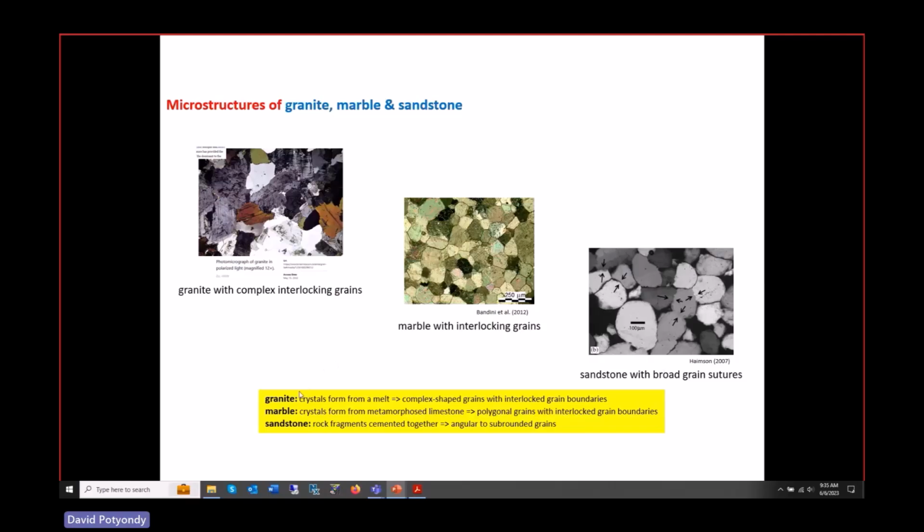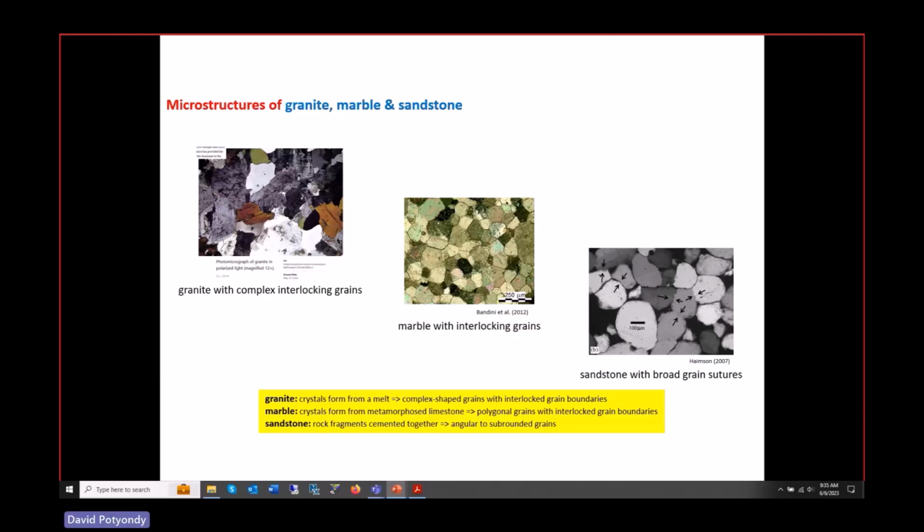Why do they happen? Granite, you have a melt and crystals, it cools slowly. So these crystals form and grow together. That's why you have these complex shaped grains with very well interlocked boundaries, because these crystals have grown outwards and interacted with each other to form that system.